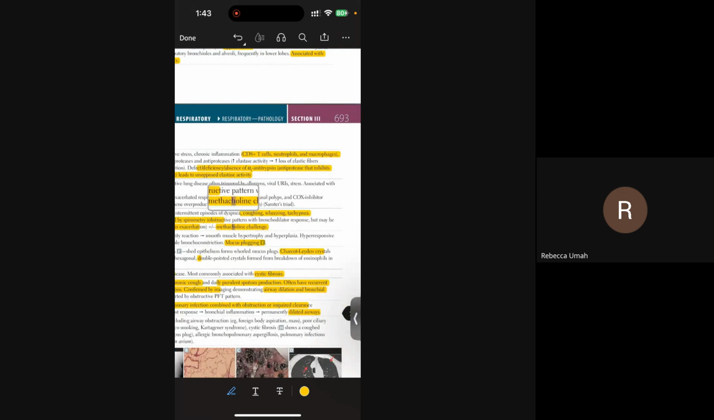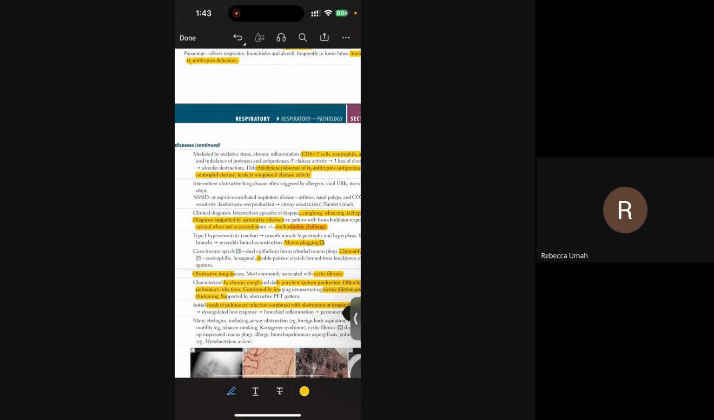PFTs show an obstructive pattern with bronchodilator response, but may be normal when not in exacerbation. When they are normal, we use what test? The methacholine challenge test. Methacholine is like acetylcholine, and it is going to cause constriction. We measure how much constriction it causes, whether the bronchi are hyperresponsive or not. If they are hyperresponsive, that means the patient has asthma.